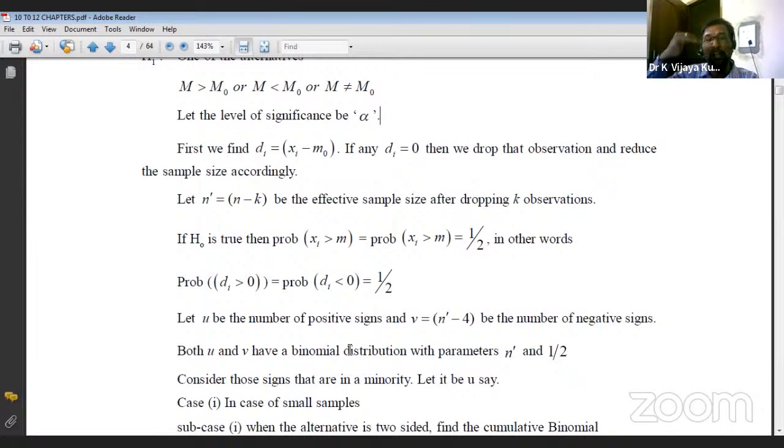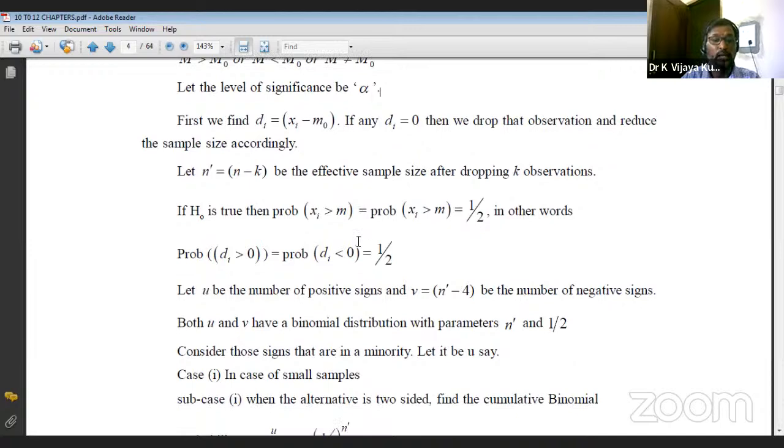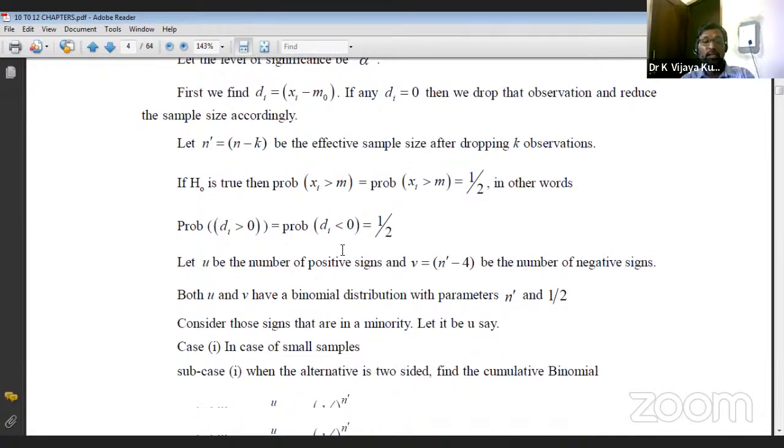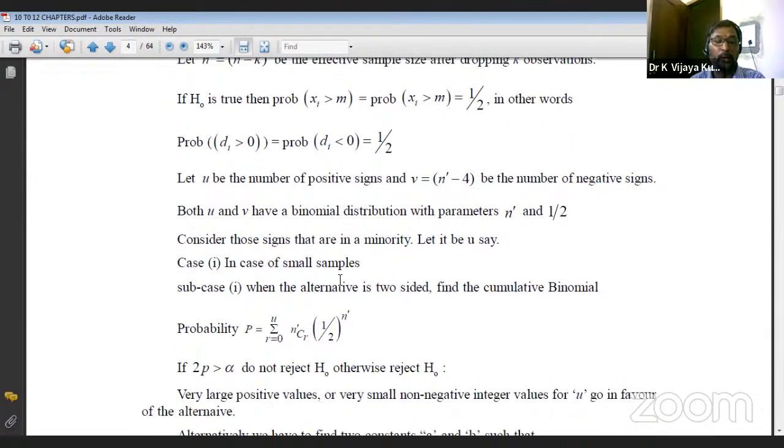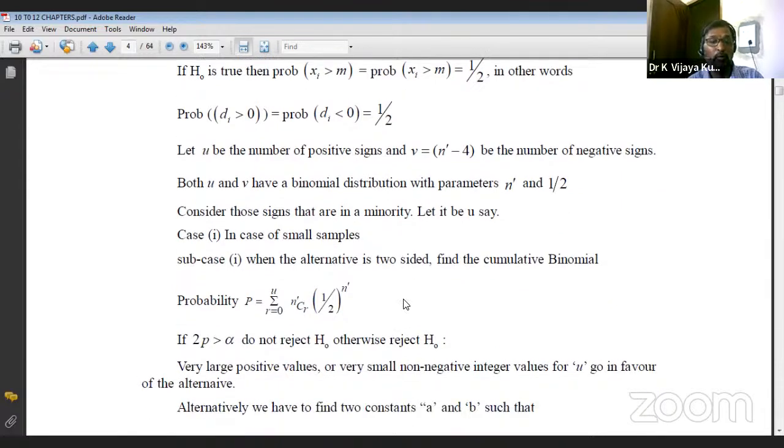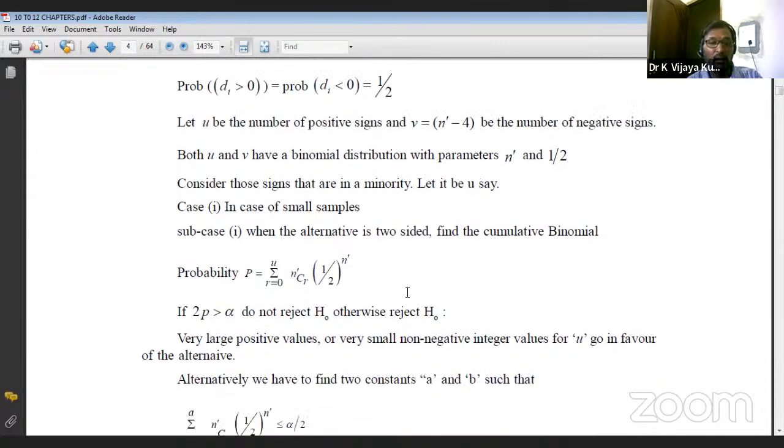Here we are differentiating xi minus m, so we can take v as the number of negative signs. Both u and v follow a binomial distribution with parameters n' and 1/2. Consider the signs in the minority. When the alternative is two-sided, find the cumulative binomial probability P equal to the summation of r from 0 to u of n'Cr (1/2)^n'. If P is greater than alpha, we do not reject.